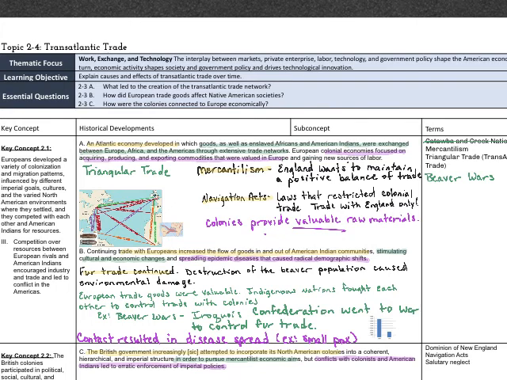All right, so we're going to start with: an Atlantic economy developed in which goods as well as enslaved Africans and American Indians were exchanged between Europe, Africa, and the Americas through extensive trade networks. European colonial economies focused on acquiring, producing, and exporting commodities that were valued in Europe and gaining new sources of labor. So really what they're talking about here first is the triangular trade.